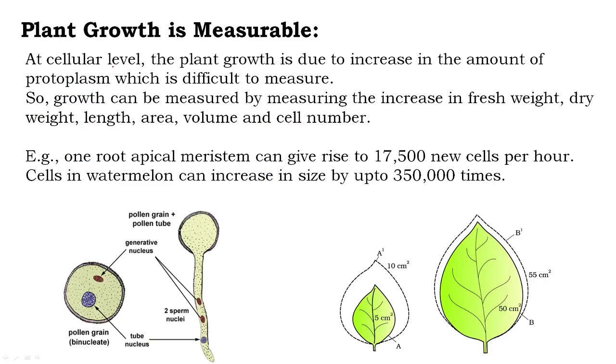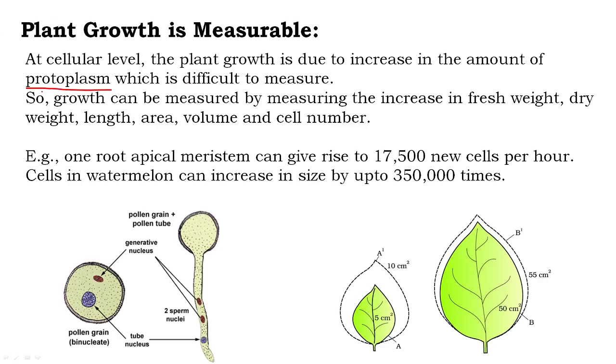Plant growth is measurable. If you look at the cellular level, the growth happens due to an increase in the amount of protoplasm. Protoplasm increases, and the plant grows.